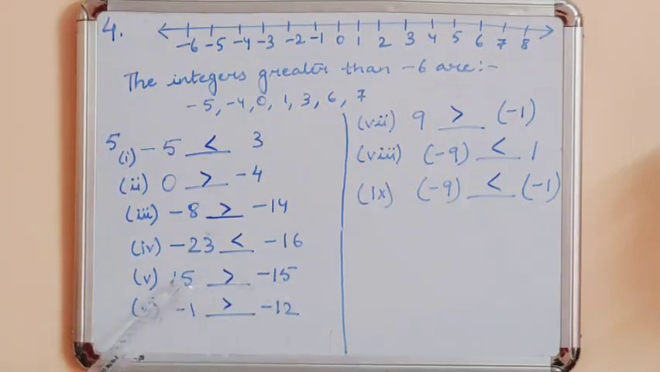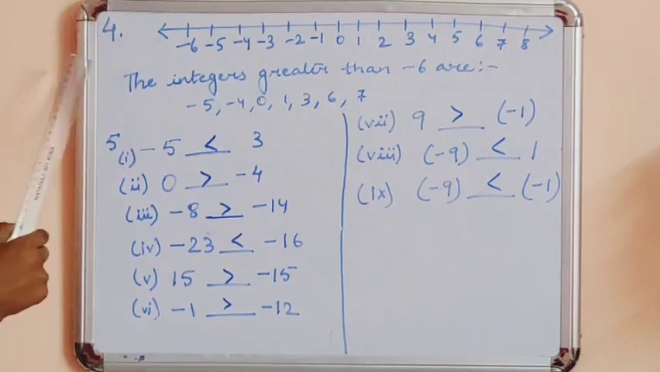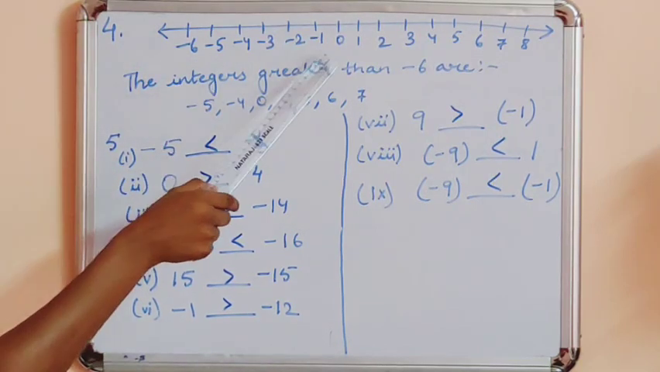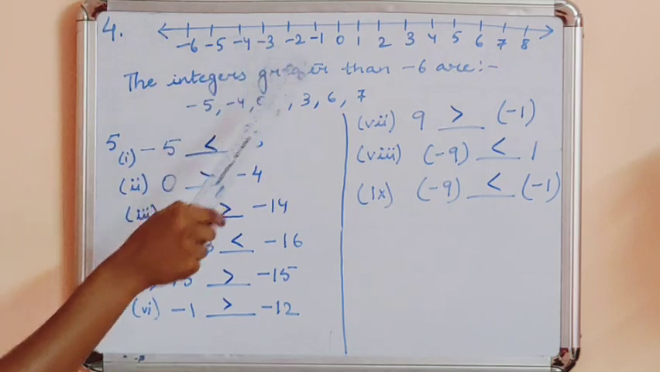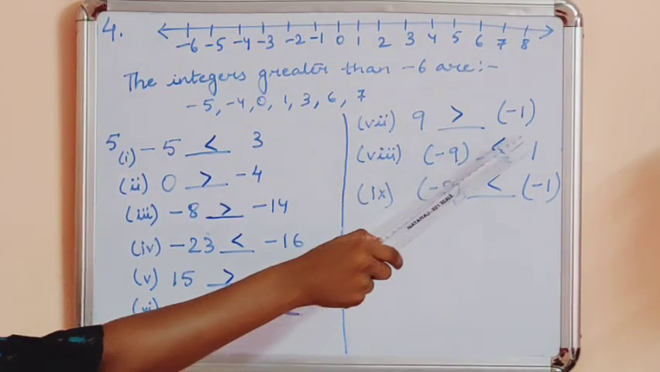15 and minus 15. Since 15 is a positive integer and minus 15 is a negative one, a positive integer is always greater than a negative integer. So 15 is greater than minus 15. Minus 1 and minus 12, again here minus 1 will be greater than minus 12 because minus 1 will appear on the right side of minus 12. Minus 12 will be somewhere here after minus 6 and minus 1 is on this side. Since minus 1 is on the right side, minus 1 is greater.